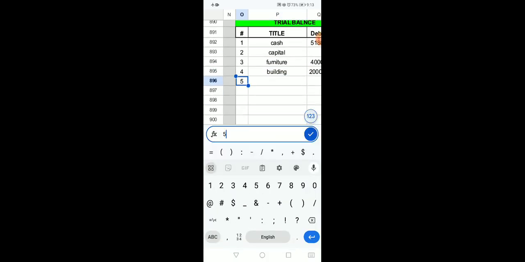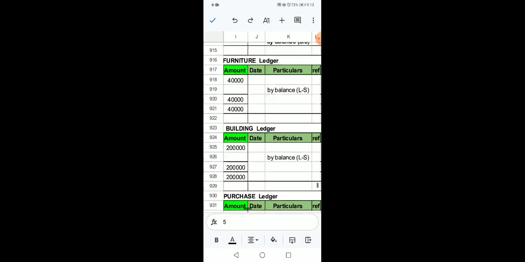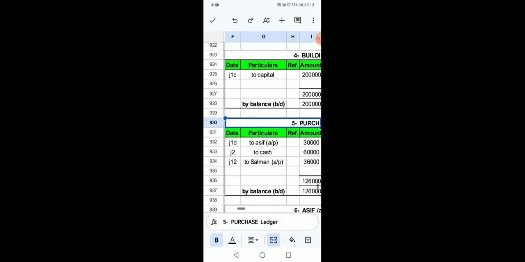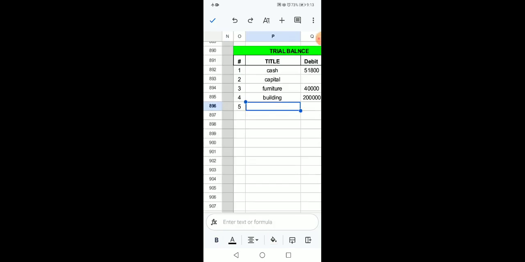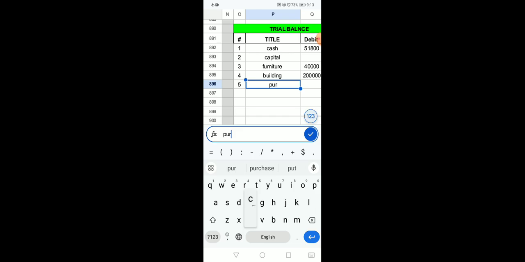Now let's see what fifth ledger is saying. Our fifth ledger is ledger for purchase. Put its title first. We are posting purchase.